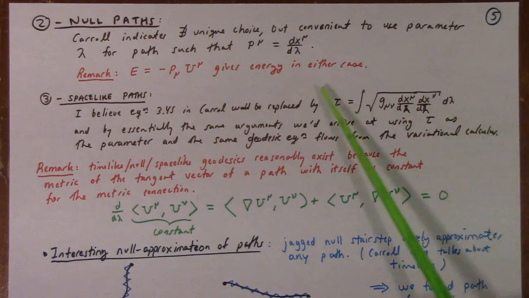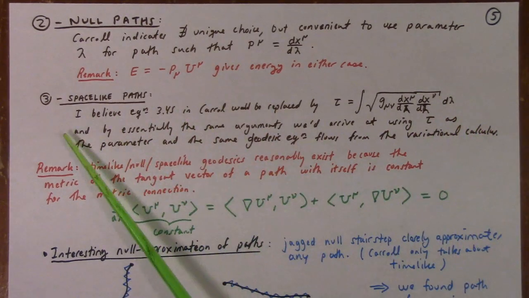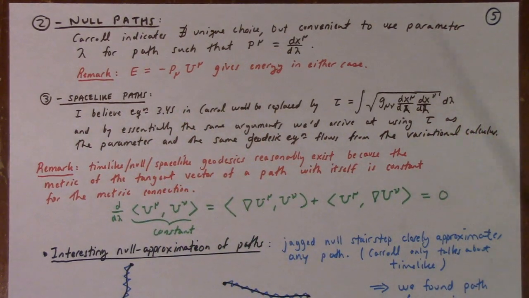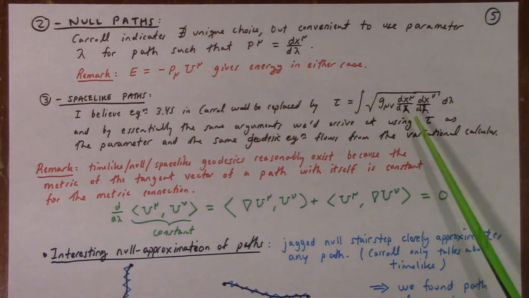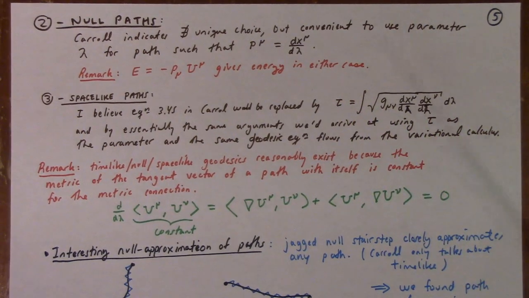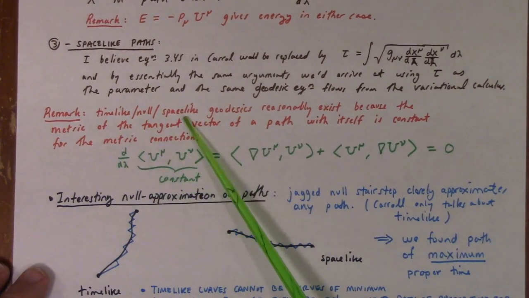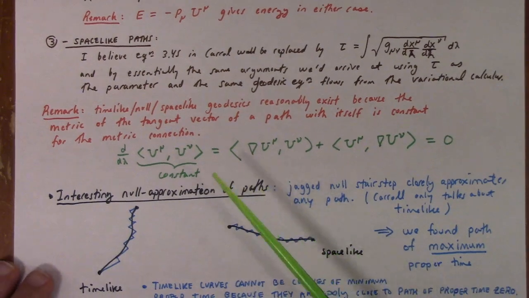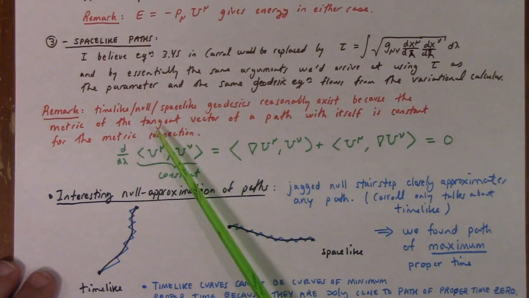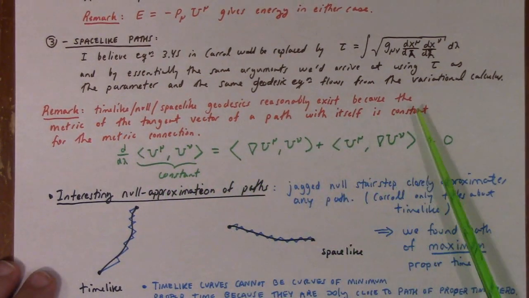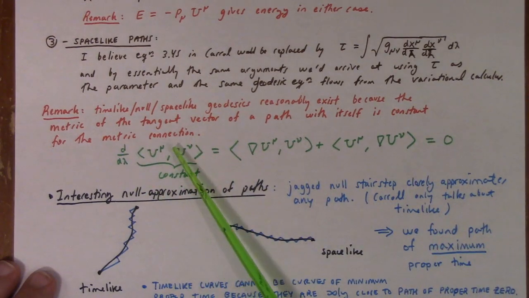This is me speculating what Carroll might say if he was to say it, but he didn't say it, so I should probably slap a tilde on this to be safe. But anyway, the point is just this: time-like, null, and space-like geodesics reasonably exist because the metric of the tangent vector of a path with itself is constant for the metric connection.